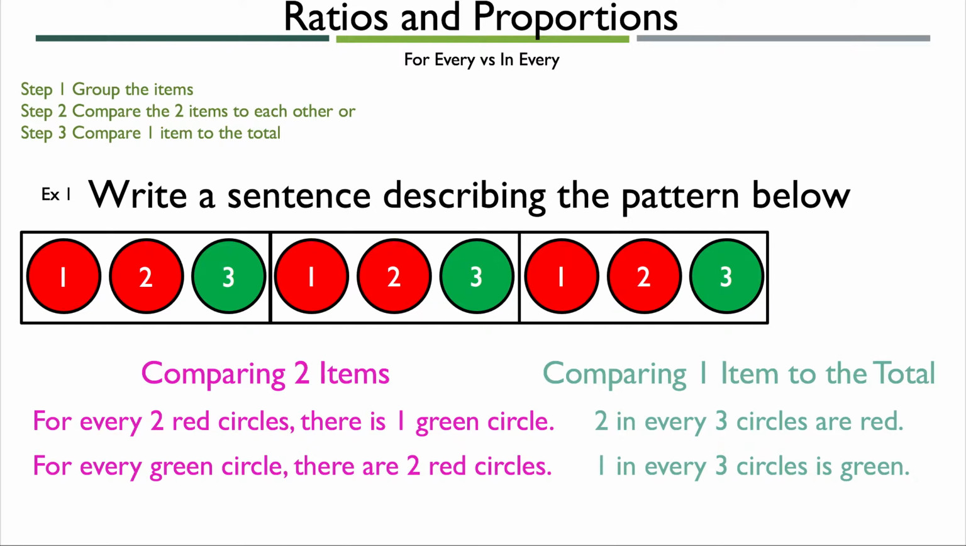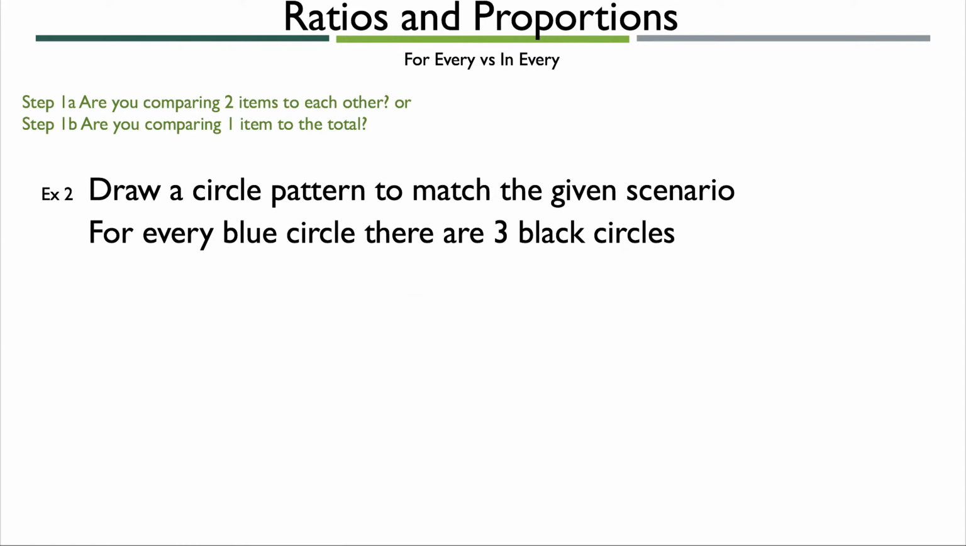So now let's see what happens if they give you a scenario for you to do. Let's read the question. Draw a circle pattern to match the given scenario. For every blue circle, there are three black circles. So now we have to figure out, are we comparing two items or are we comparing one item to the total? Well, we are going to be comparing two items.